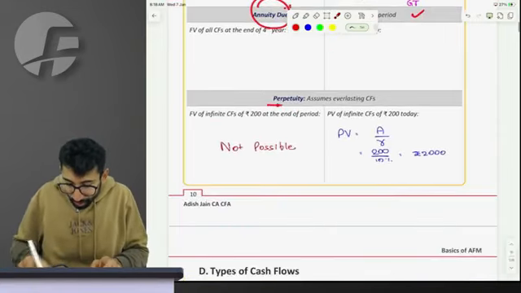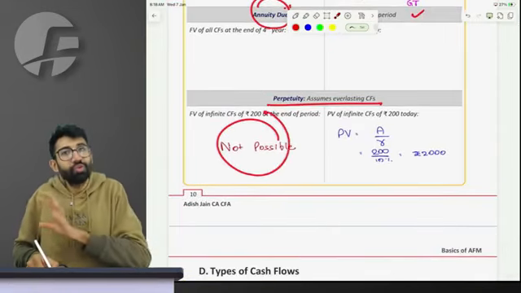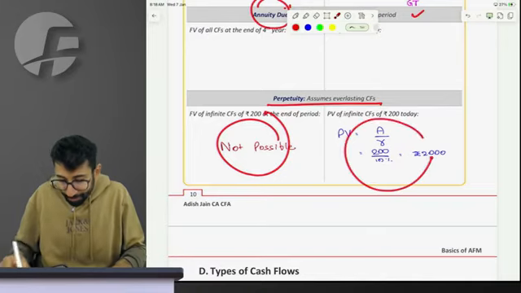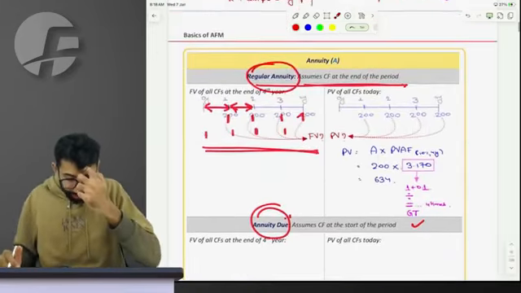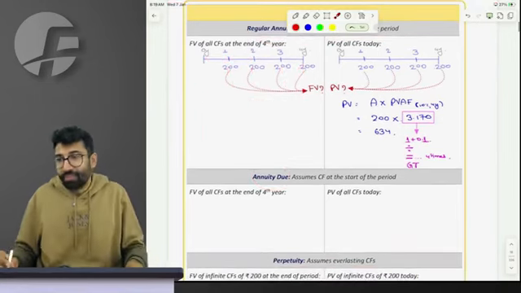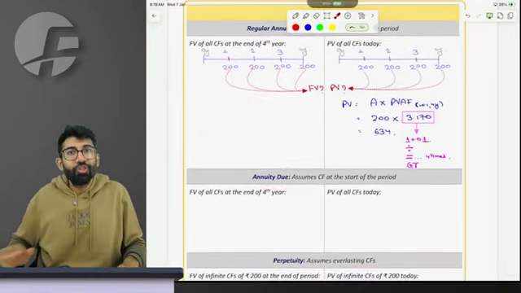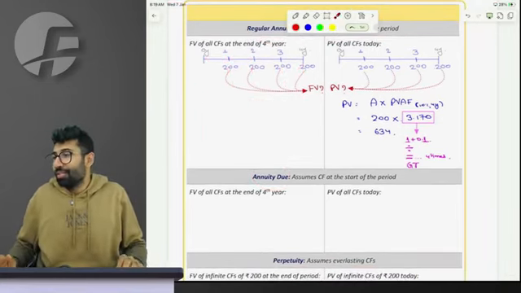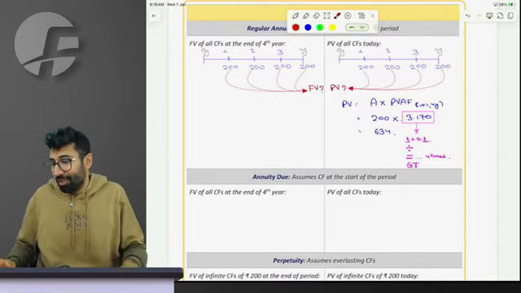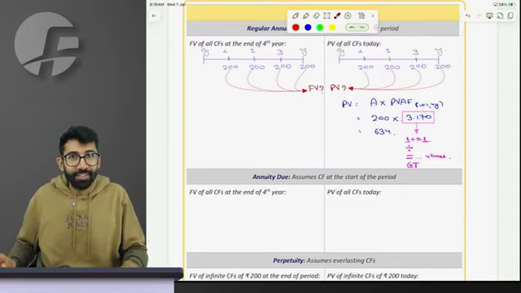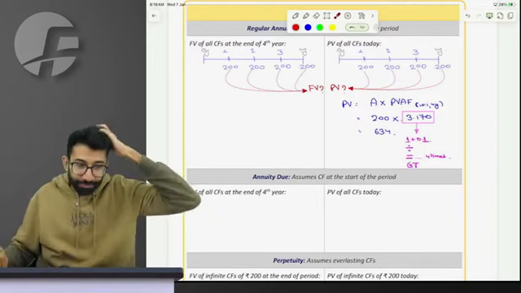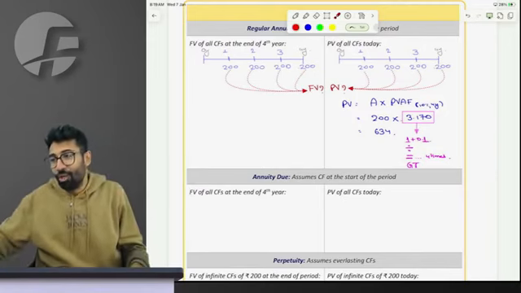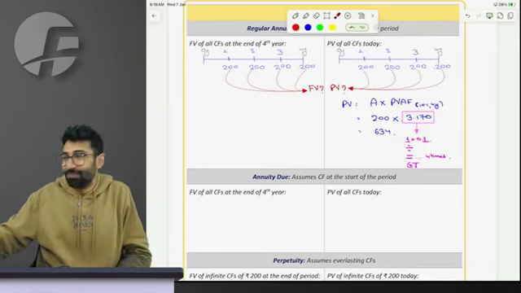Perfect. Then we talked about perpetuity, of which future value calculation is not possible, but the present value calculation is there. At this point, I would want to ask a doubt to you all. Are you all ready? If I ask you a question, a quick quiz kind of situation, will you be able to answer it? Come on. Are you all ready for the quiz or not really?